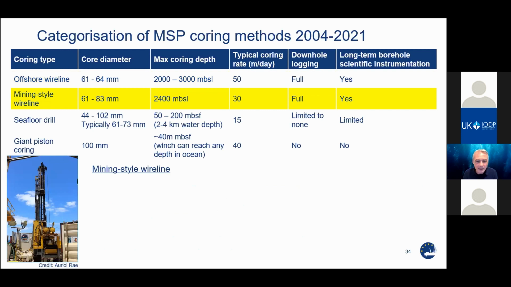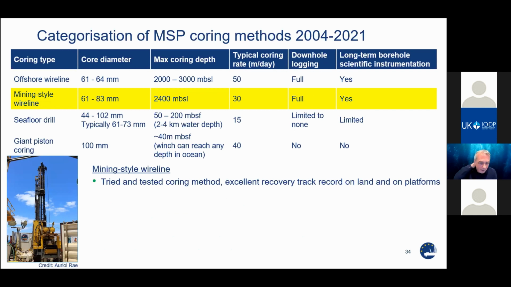Looking now at mining style wireline coring. So the core diameter is between 61 and 83 millimeters. The penetration depth is also reasonable, up to 2.4 kilometers. And in our experience, the coring rate is slightly less than offshore wireline coring, at around 30 meters per day.